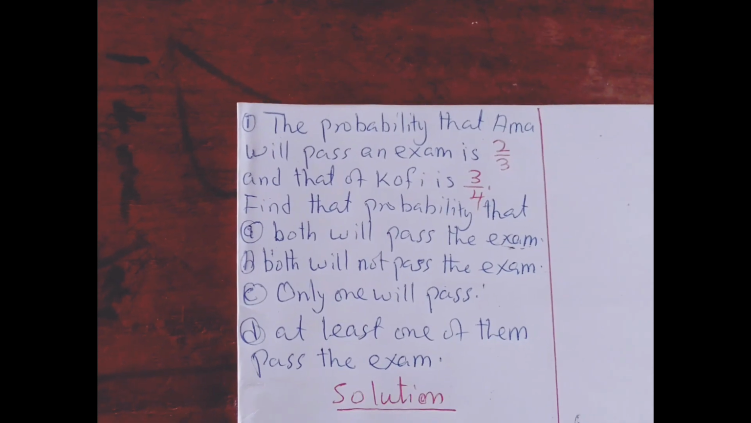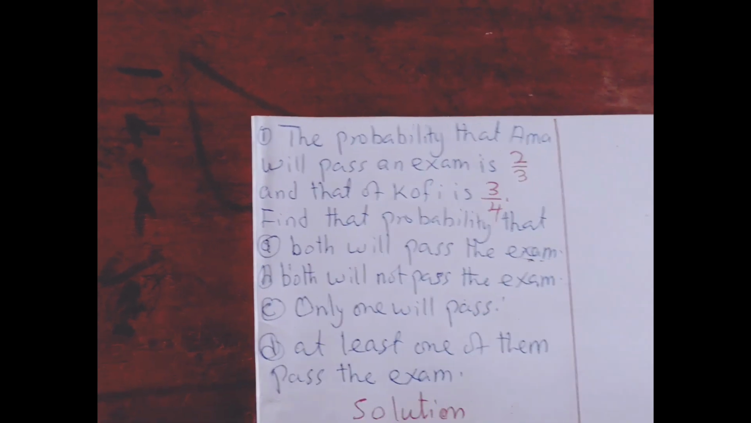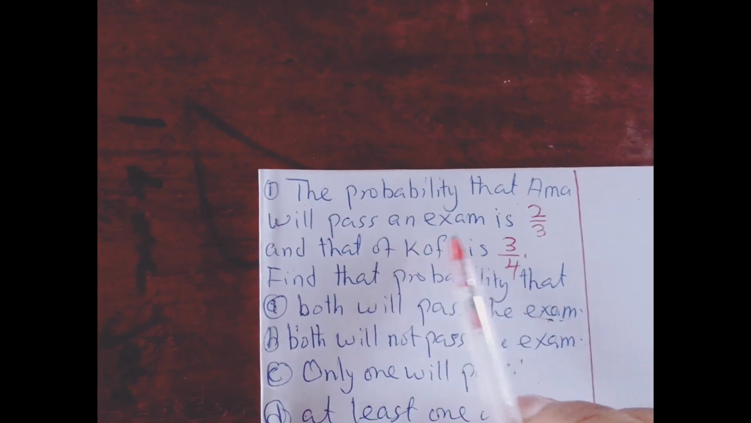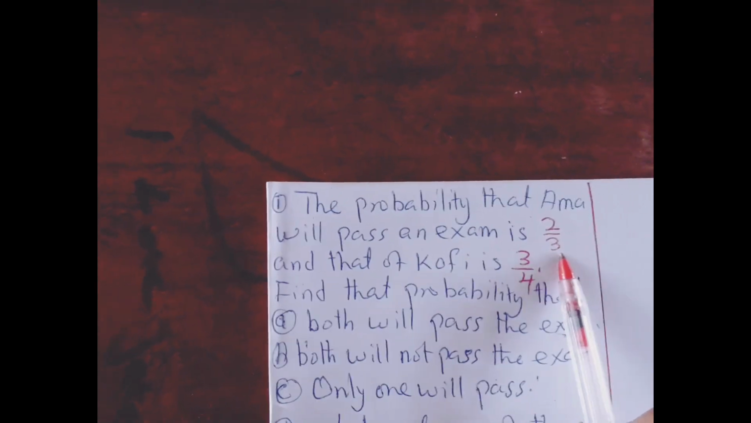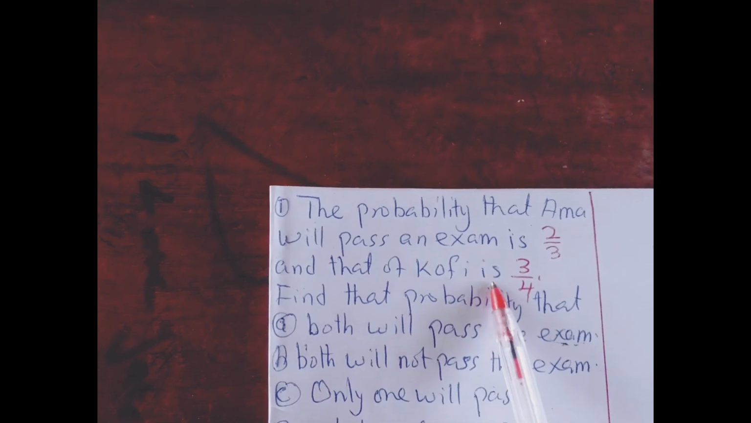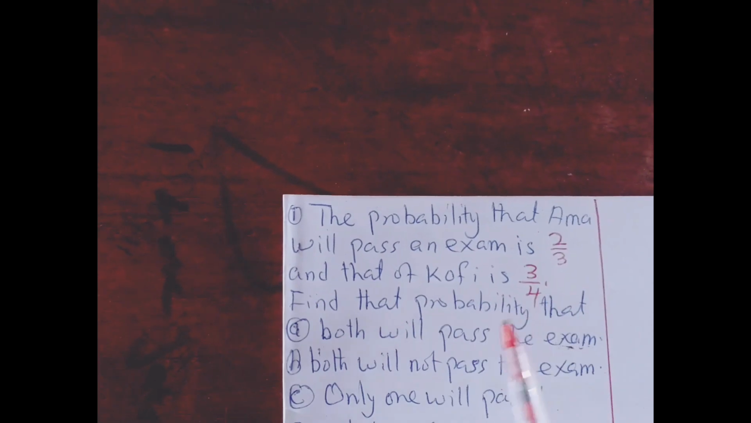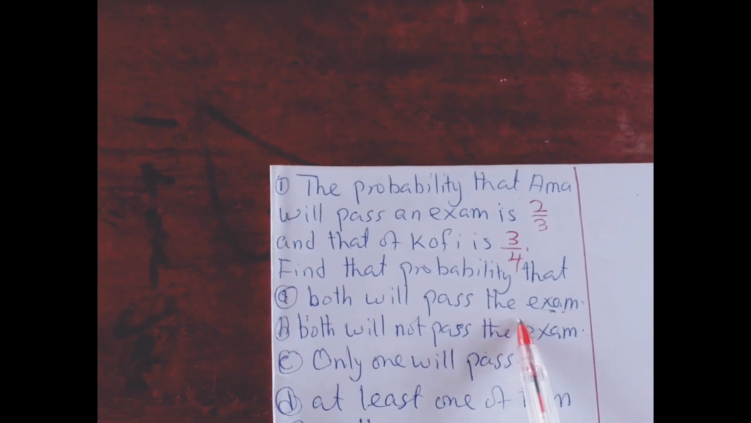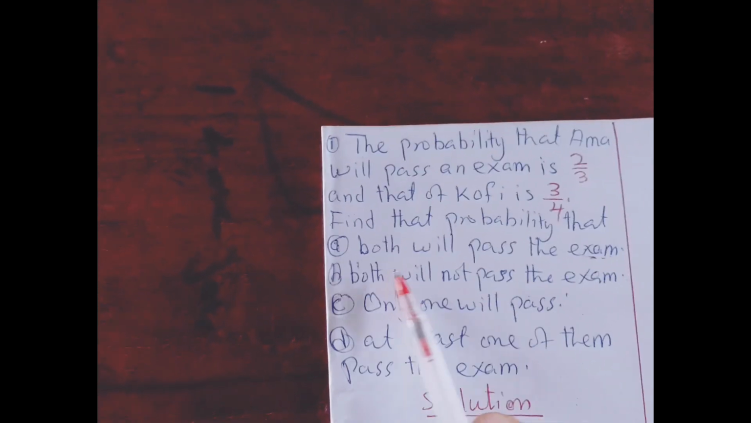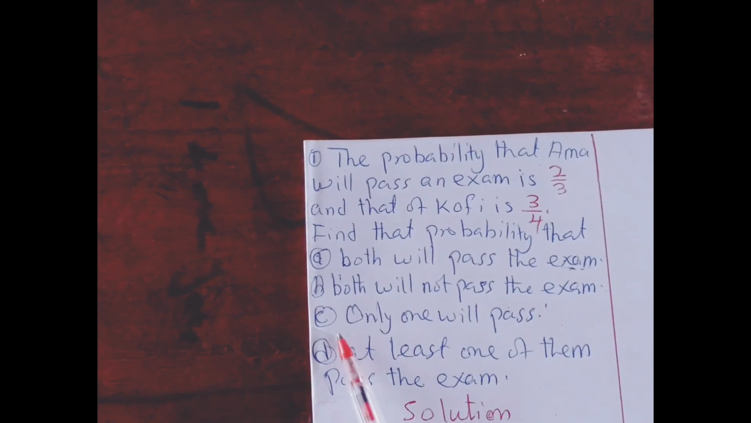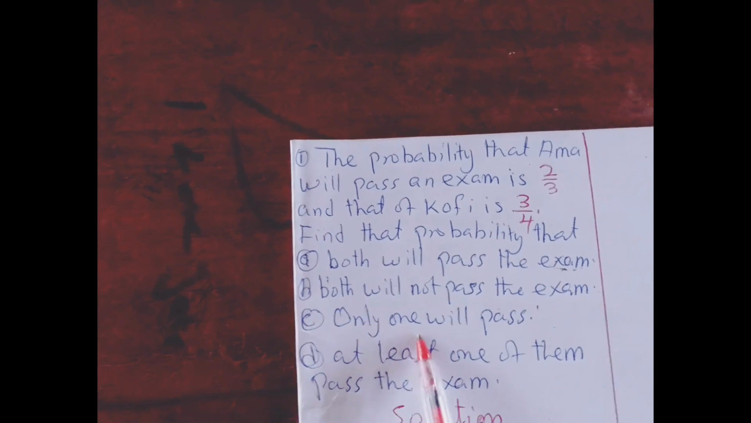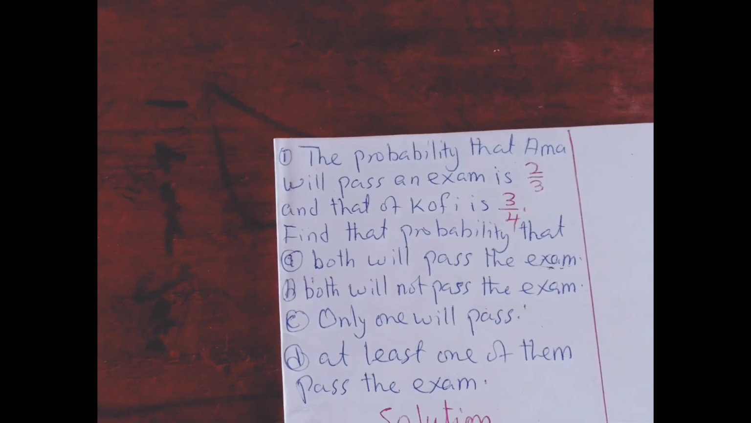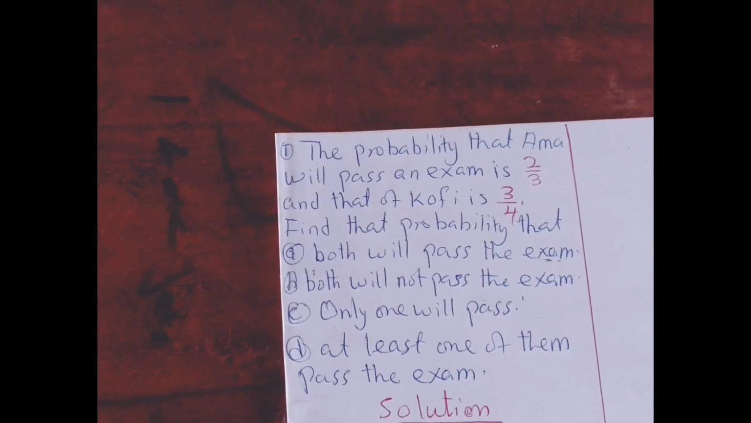Today, we want to look at probability, and let's take a look at this question. The probability that Amma will pass an exam is 2 out of 3, and that of Kofi is 3 out of 4. And our work is to find the probability that A, both will pass the exams, B, both will not pass the exams, and C, only one will pass, and the last one says at least one of them will pass the exams, or one of them passes the exam. At least one of them passes the exams.